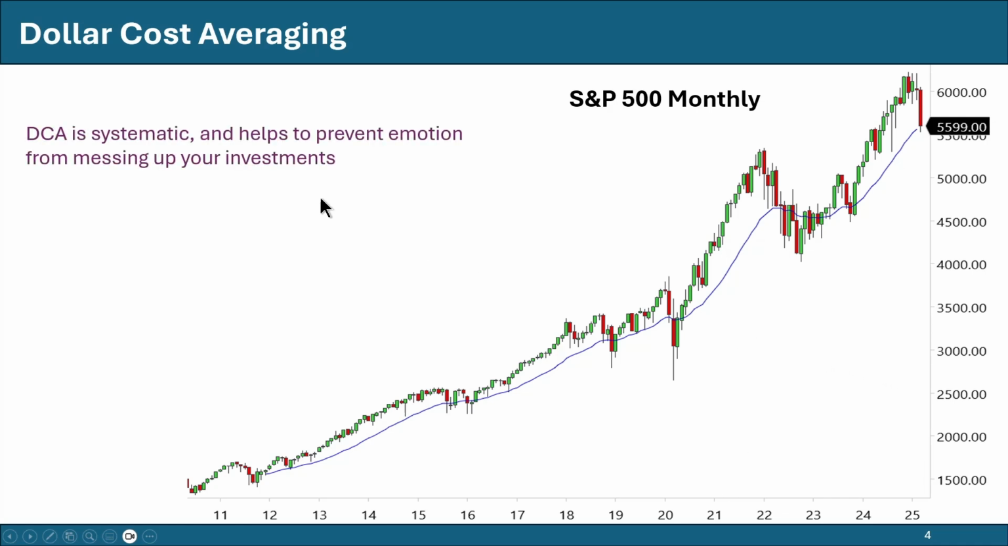So what I like about dollar cost averaging and why it's better for a lot of people is because it's systematic. It's going to avoid that emotion from messing up your investments. So imagine some of the dollar cost averagers, they start buying down here. And every month, then they're just adding on, whether the market's going up or it's going down.